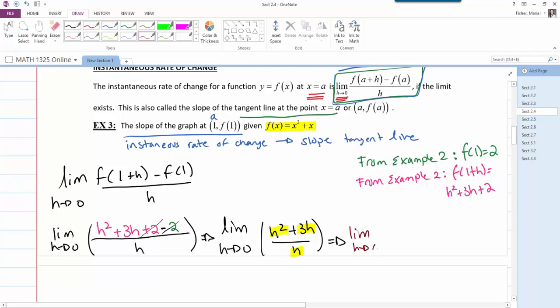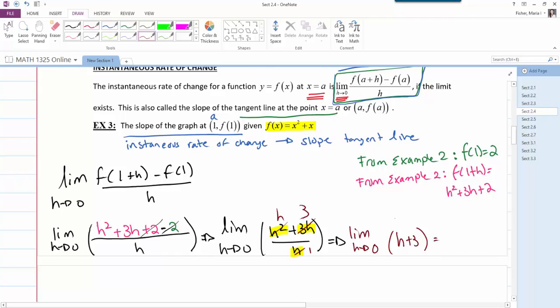So this is the limit as h goes to 0. This was just h, this was 3, and this is 1, of h plus 3 over 1, and we don't really need to write over 1. Now we've cleaned this up, so let's take the limit. So the limit as h goes to 0 of h plus 3.